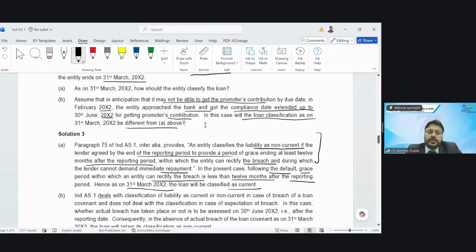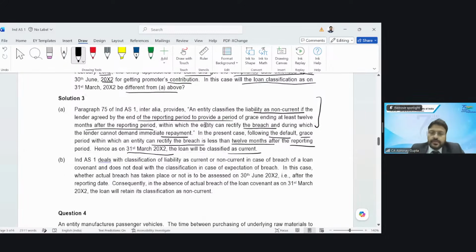So now what is happening in the second scenario? Before the breach of the covenant, the management approached the lender or the banker to allow the grace period. The bank allowed the grace period and they allowed until 30th June 2002. Now what is happening in this case? Whether an actual breach has taken place or not is to be assessed on 30th June only, because the breach has not yet happened. Are we correct in saying that?